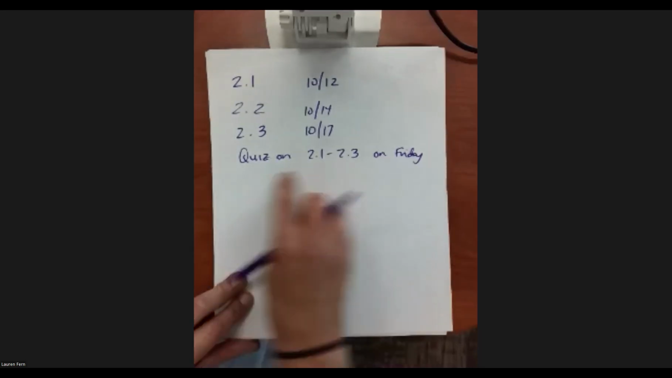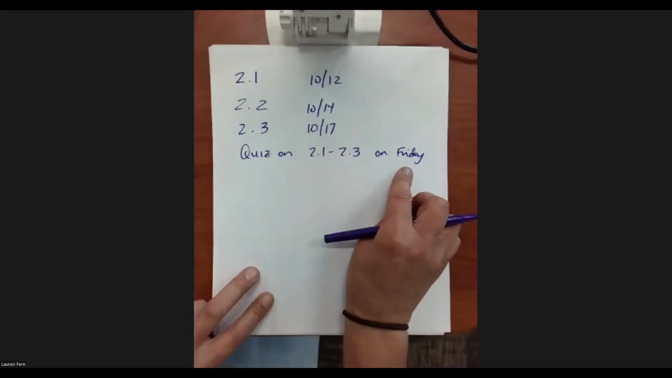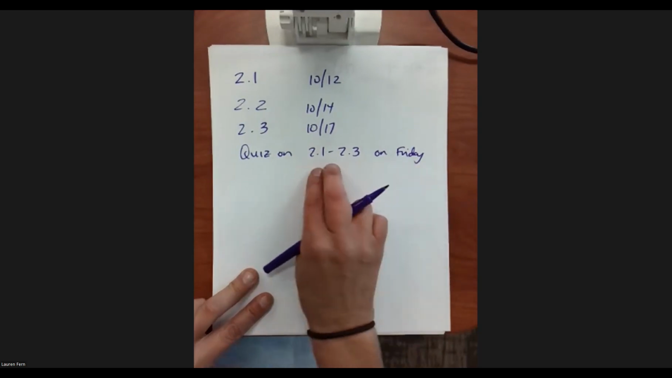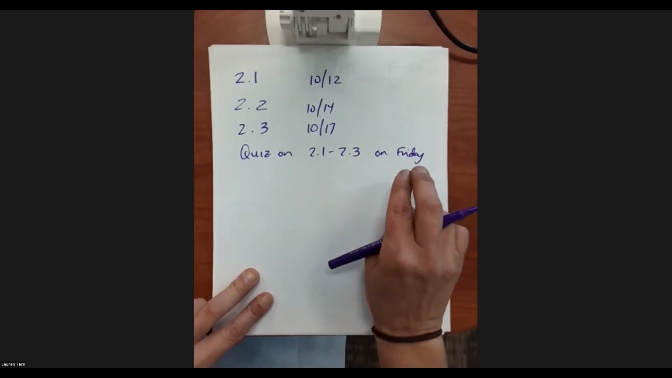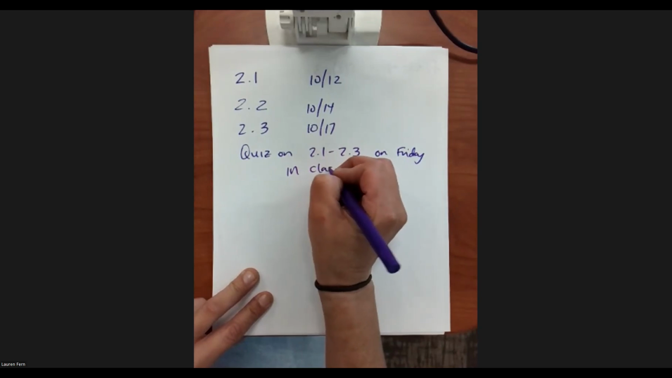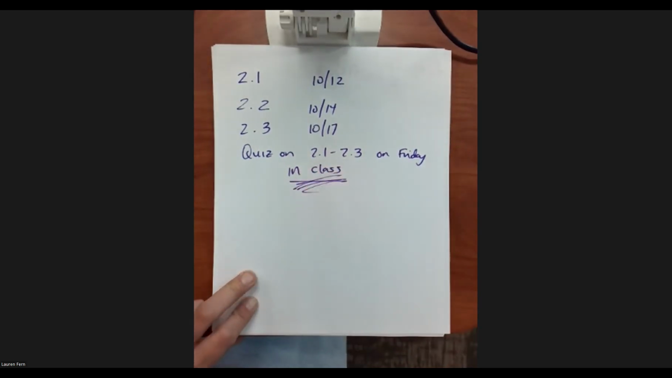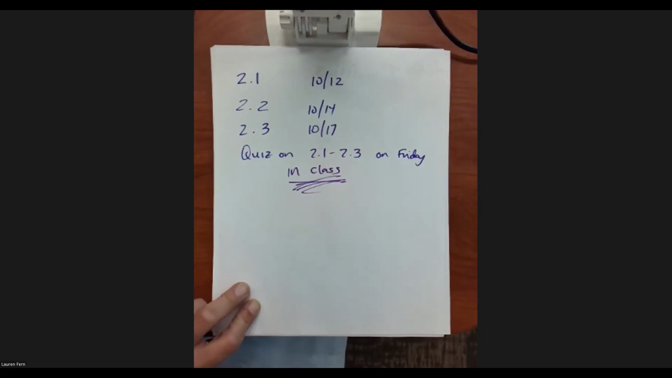There we go. And you have a quiz, the most important part of it, on 2.1 through 2.3 on Friday in class. Don't miss it. Okay. You can have a sheet of paper with notes. You can use a calculator. Same quote unquote rules apply.